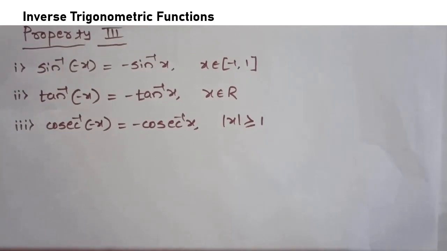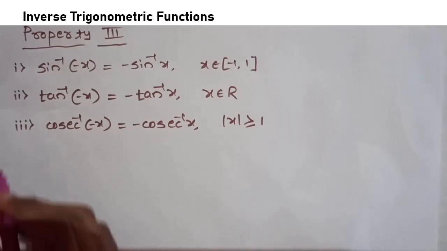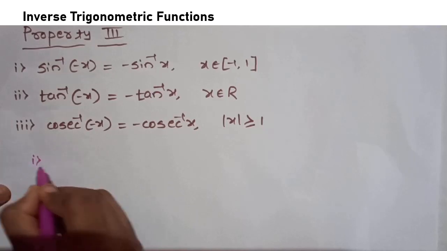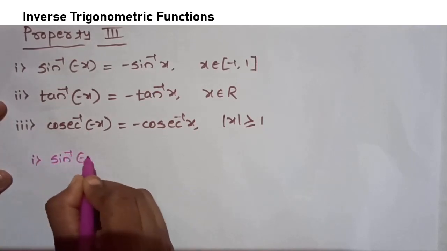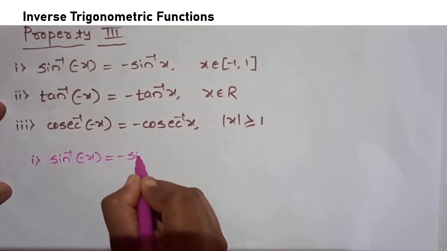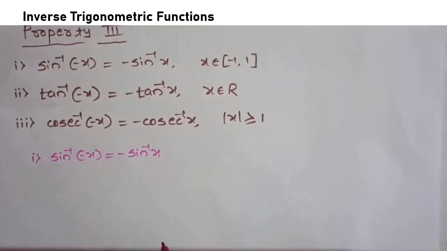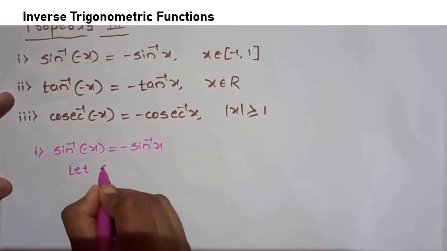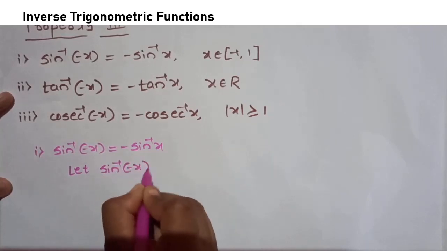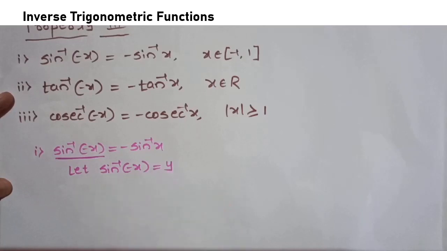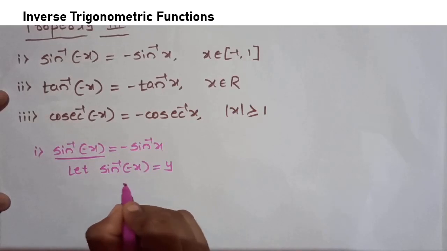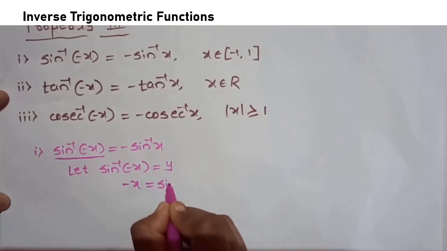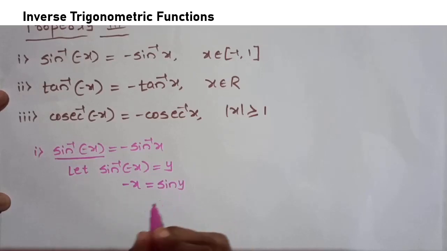Let me prove the first property of property number 3: sine inverse of minus x is minus sine inverse x. How to prove this? Let me consider sine inverse of minus x as y. Sine inverse of minus x is equal to y, and now minus x becomes sine y. Minus x is equal to sine y.